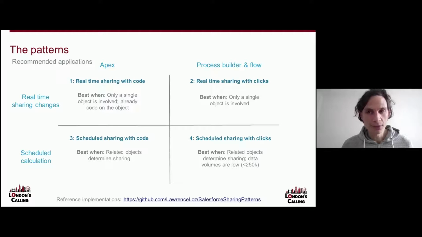And specifically, we need to be conscious with this pattern of the limitations that we have with scheduled flow. It's 250,000 records currently per day that can be processed. So given that we're going to be iterating over large numbers of records with these scheduled flows, if we are in a situation where there are large numbers of shared objects, that's probably not the right approach if there's any risk that we're going to be getting close to that limit.